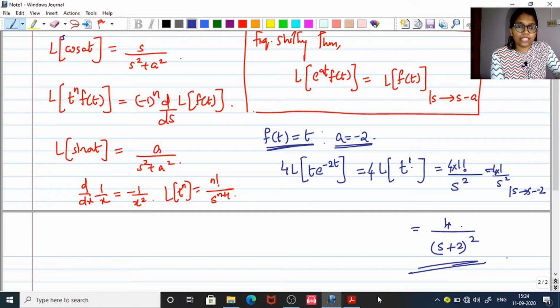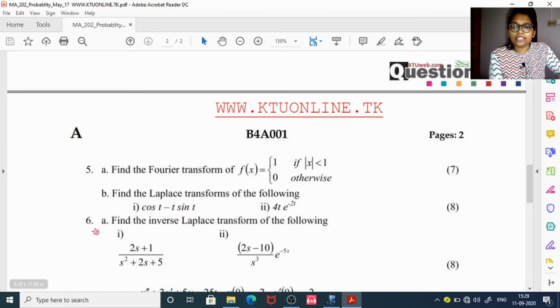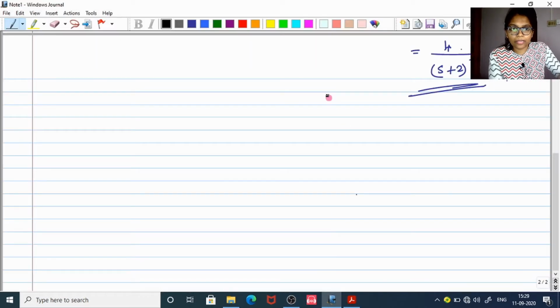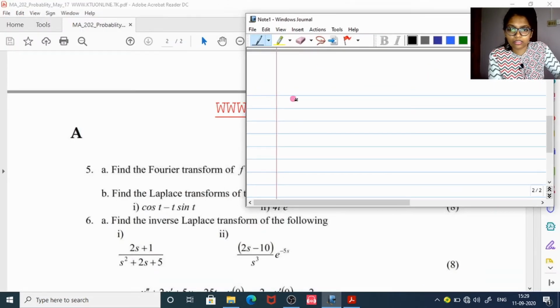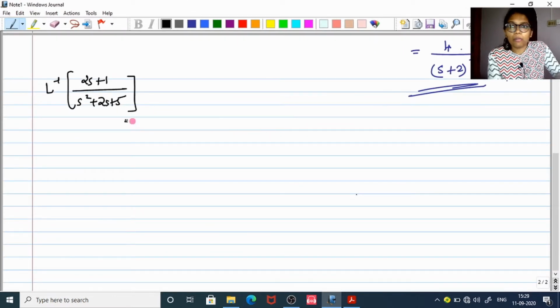Now let's take the second question. 6a, find the inverse Laplace of these two questions. Let us copy. Inverse Laplace of 2s plus 1 by s square plus 2s plus 5. See, if you have a polynomial like this, you have to modify the question. Okay, this is the sixth one, 6-1. You have to modify the denominator now.